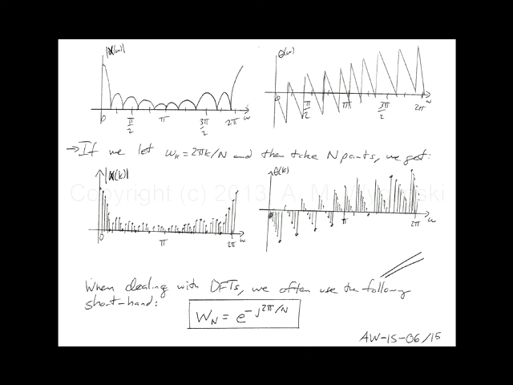So when you see W_N, right away in your mind you should say, oh, that's equal to e to the minus j 2 pi over n. Sorry, minus. Thank you.